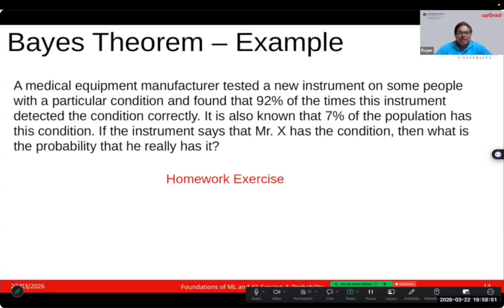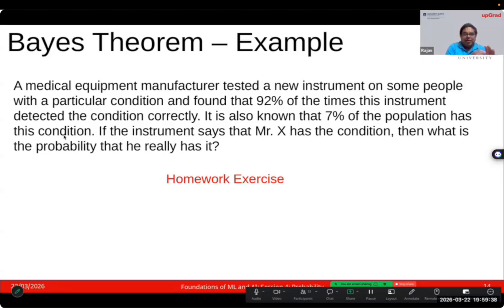Anyway, so here is an example of Bayes theorem. This is the most important example. As I mentioned, a medical equipment manufacturer tested a new instrument on some people with a particular condition, blood oxygenation level, and found that 92% of the times this instrument detected the condition correctly. That is, out of 100 people who had this condition, it correctly detected 92 of those people. It is also known that 7% of the population has this condition.